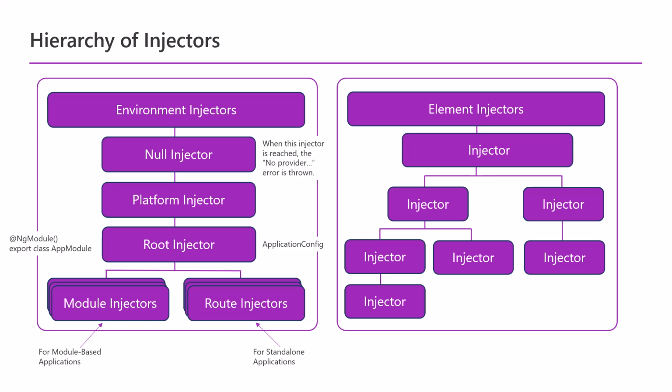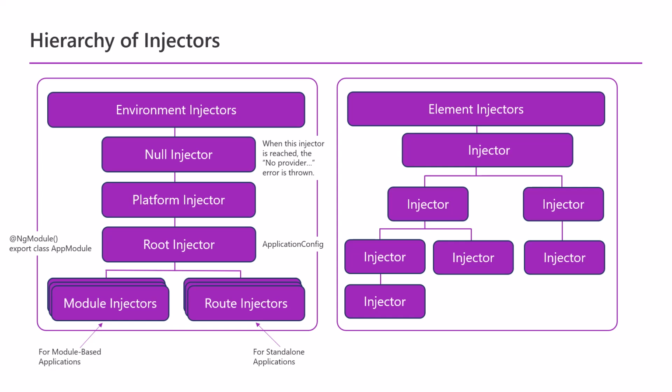There are two types of injector. There are environment injectors and element injectors. Every Angular application that you create has at the very minimum 3 injectors. And those 3 injectors are the root injector, the platform injector, and the null injector. Every Angular application has these 3 environment injectors.